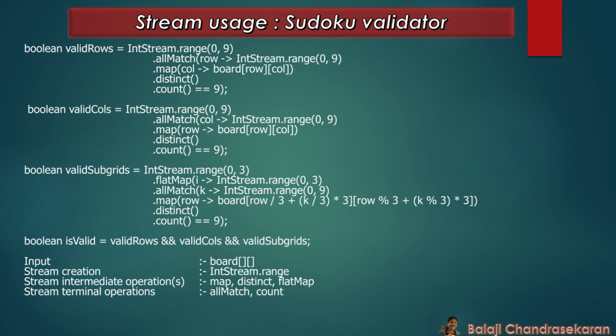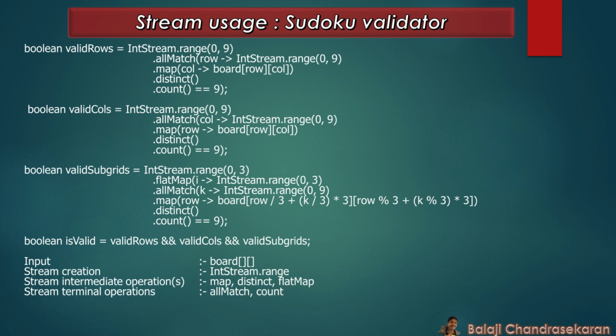The first line of the code snippet checks if each row contains all the numbers from 1 to 9 without repetition. It iterates over each row index from 0 to 8 and checks if the distinct count of numbers in that row equals 9. The second line of the code snippet checks if each column contains all the numbers from 1 to 9 without any repetition. It iterates over each column index from 0 to 8 and checks if the distinct count of numbers in that column equals 9.